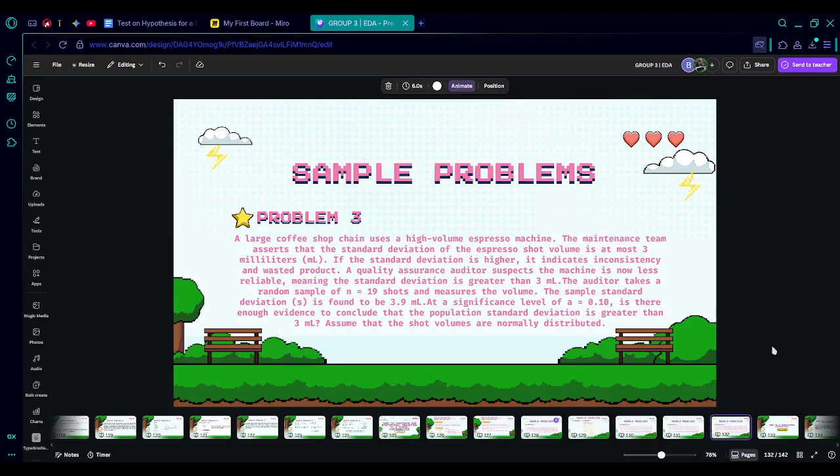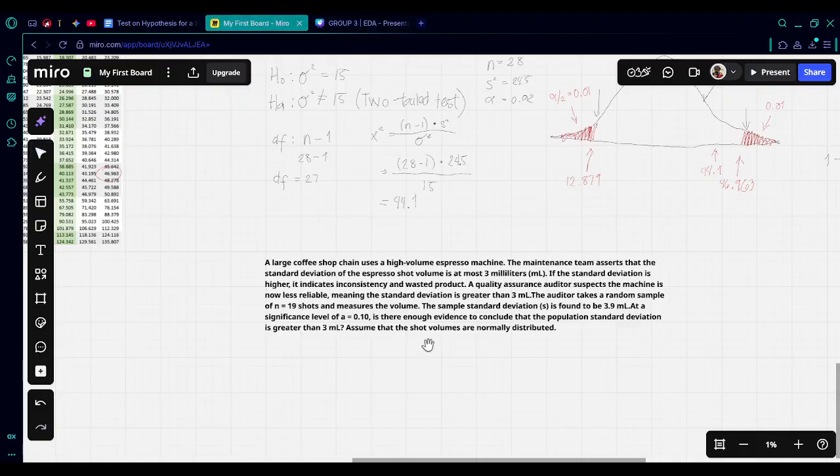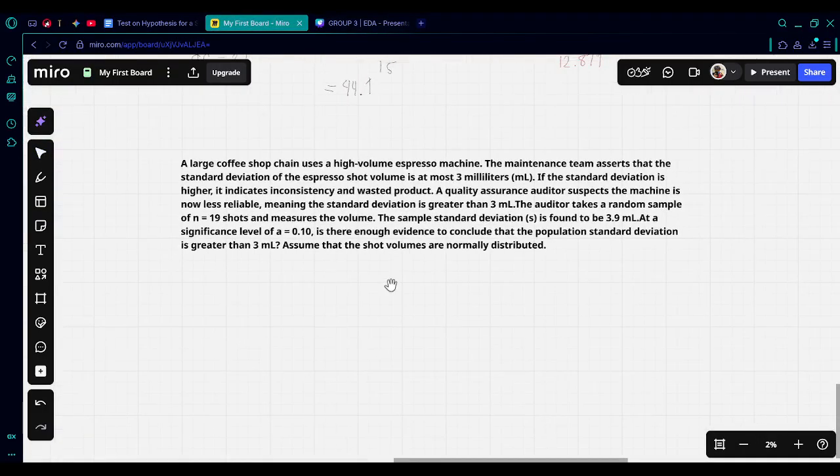At a significance level, which is the alpha level, equal to 0.10, is there enough evidence to conclude that the population standard deviation is greater than 3 ml? Assume that the shot volumes are normally distributed. So in this problem, I have prepared here the problem. First, we have to determine the null and alternative hypotheses.